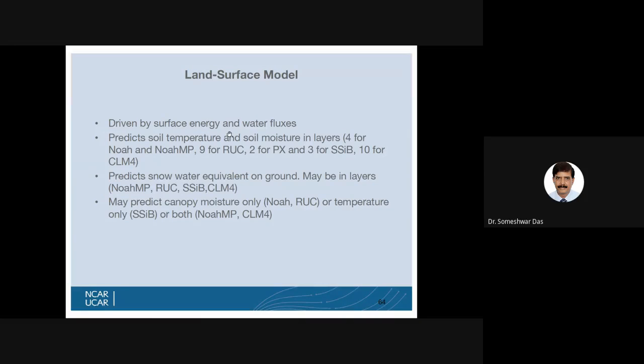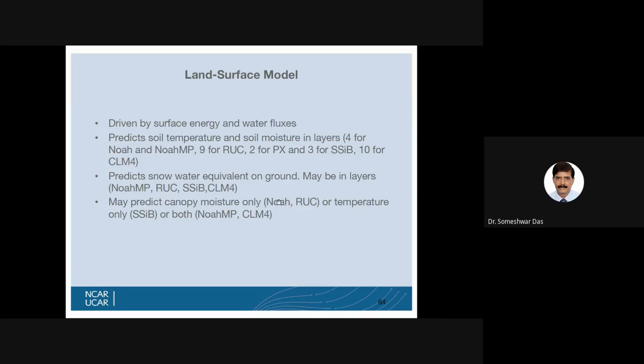It predicts soil temperature and soil moisture in layers: 4 for NOAA and NOAA MP, 9 for RUC, 2 for Pleim-Xiu and 3 for SSiB. Different schemes have different soil layers, 10 layers for the CLM4. It predicts snow water equivalent on the ground, maybe in layers, for schemes like NOAA MP and RUC. Many predict canopy moisture only.